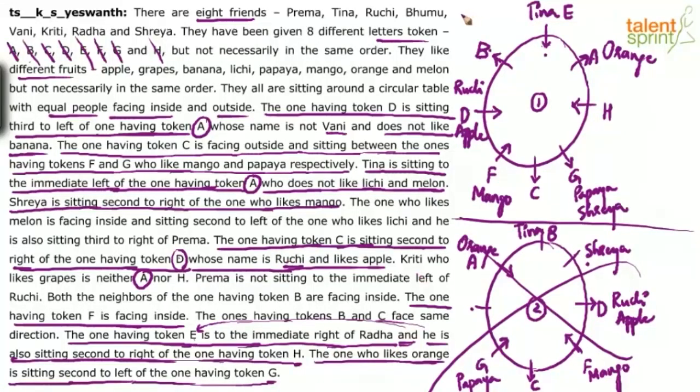So we can now conclude that Radha comes in this position. So Radha is here, immediate right of Radha is E. Right? Radha is facing outwards. When a person is facing outwards, right is clockwise. So E comes there. So I think this point is also done.